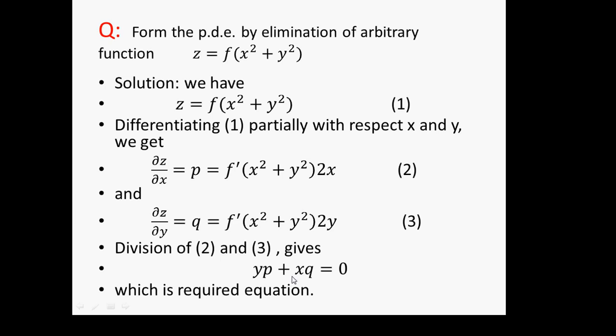which is the required differential equation. Now we have another example. Form the partial differential equation by the elimination of the arbitrary function f of x square minus y square comma z minus xy is equal to 0.